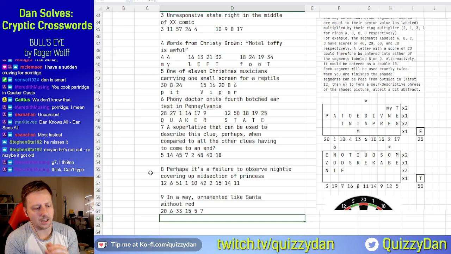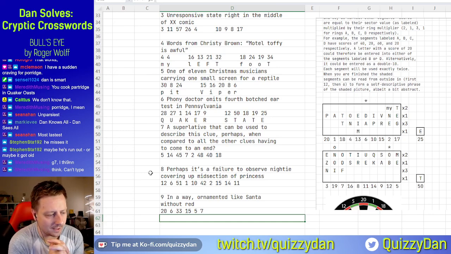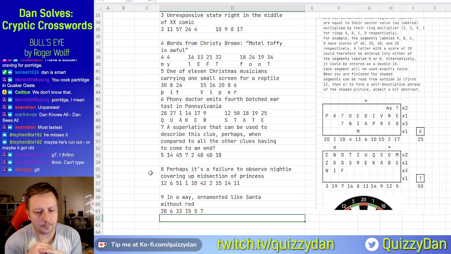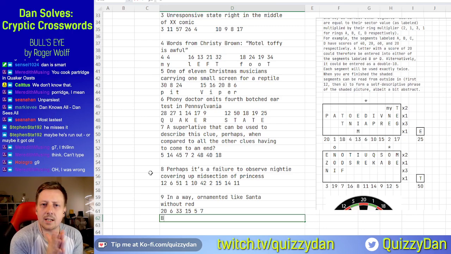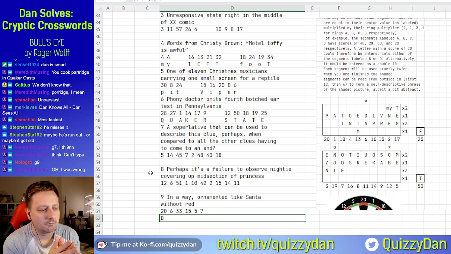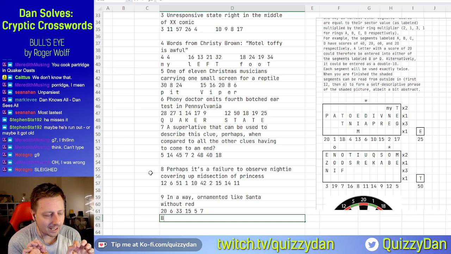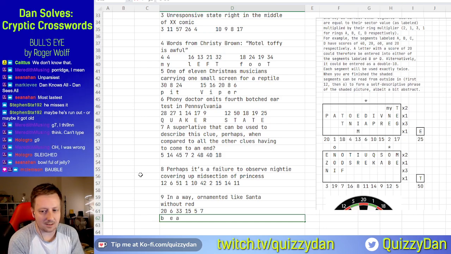9's the last one. In a way, ornamented like Santa without red. This one I do have. It's more straightforward than whatever's going on in 7 and 8. So go for it in the chat. I'm going to start the first letter with a B. What is Santa known for having? He has a big, bushy beard. Take the R out for red and you get beaded, and if you're beaded, you are ornamented. So beaded is your definition there.